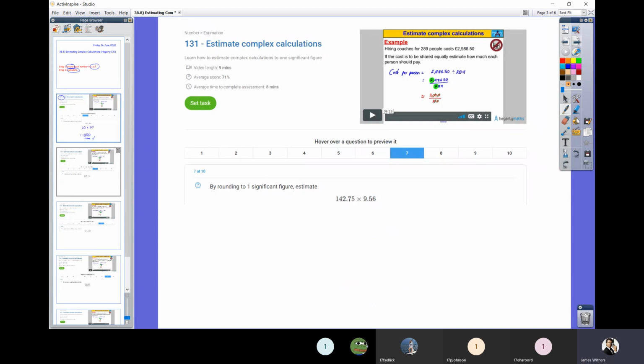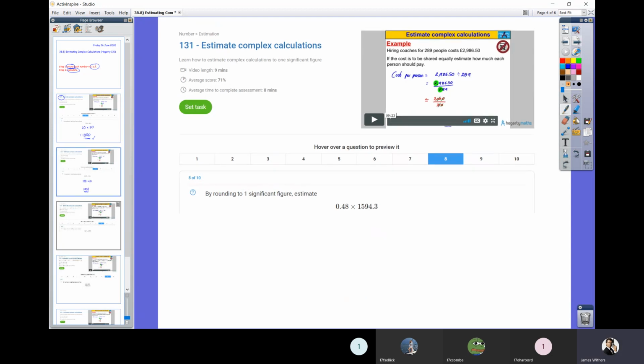Right, question 7. So same principle. 142.75 is 100 to one significant figure, and 9.56 is 10. So our answer there is 10 lots of 100. So you take your 100, you just add a naught because you're multiplying it by 10. Couldn't be easier.